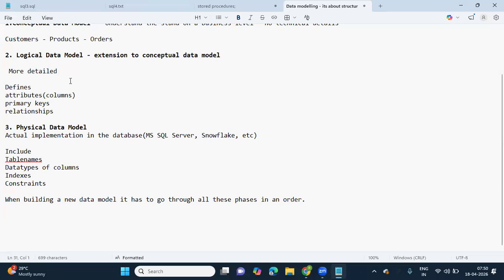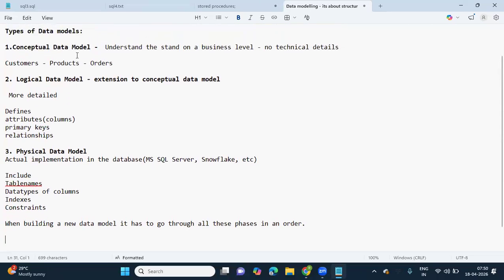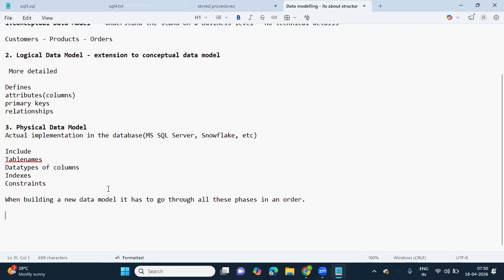So maybe in the interviews they'll ask us what is data modeling, what are the different phases involved, and what is the order of this. Order of data modeling. So first is conceptual, logical, and finally the physical. So this is the order in which we do the data modeling.